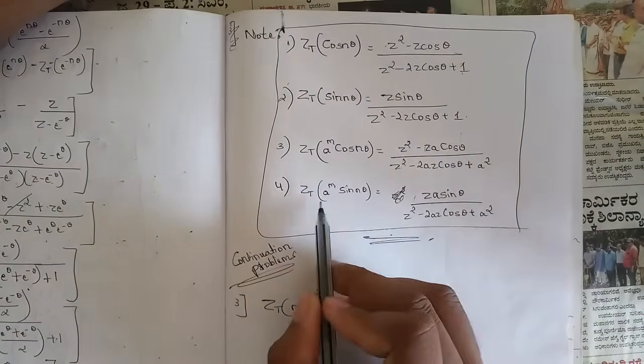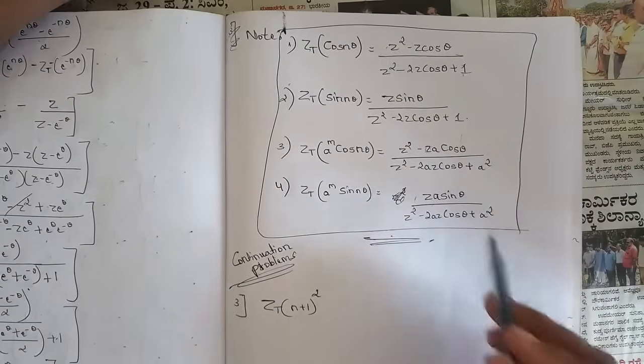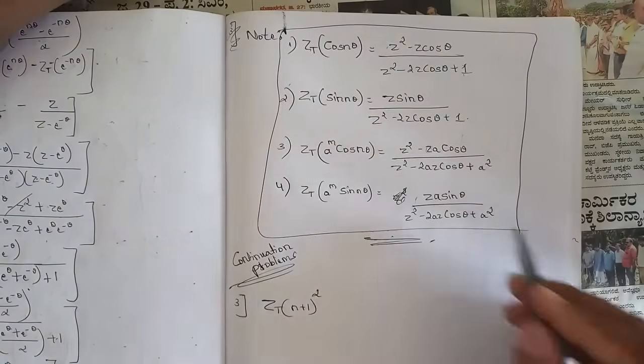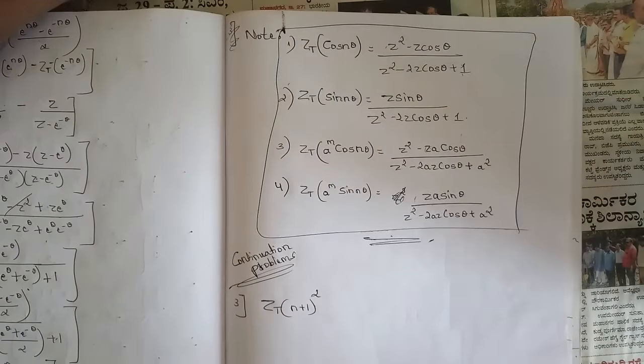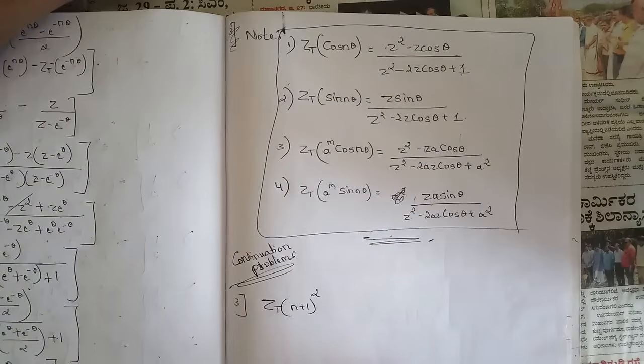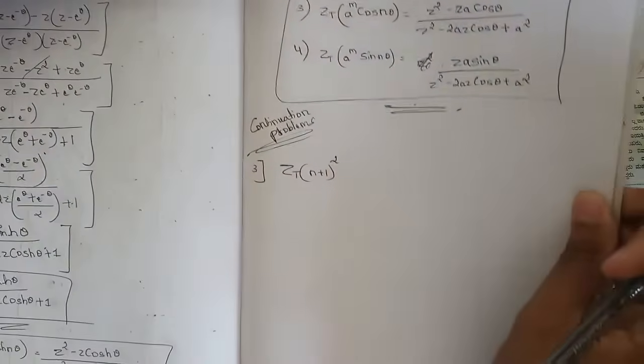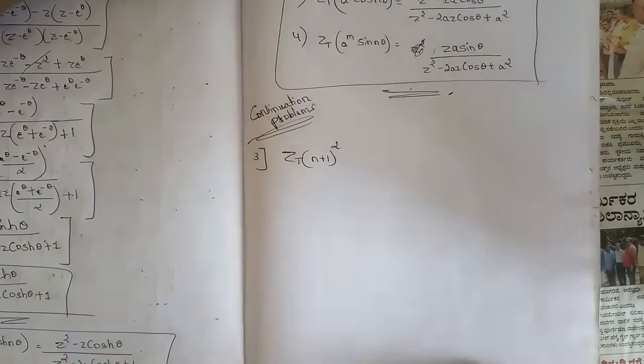Okay, same goes for a power n sin n theta. In place of z, we need to write az, and in place of 1, we need to replace it by a square. Okay, so these are some of the standard Z transforms, so you can make a note of these. And now we are going to continue with some more problems in this session.